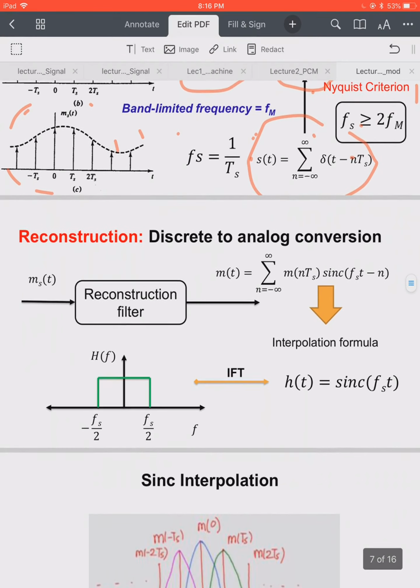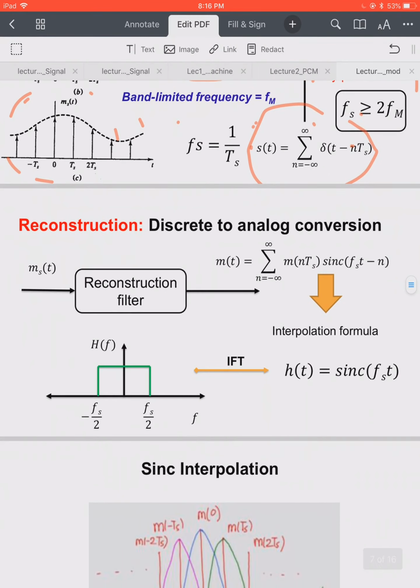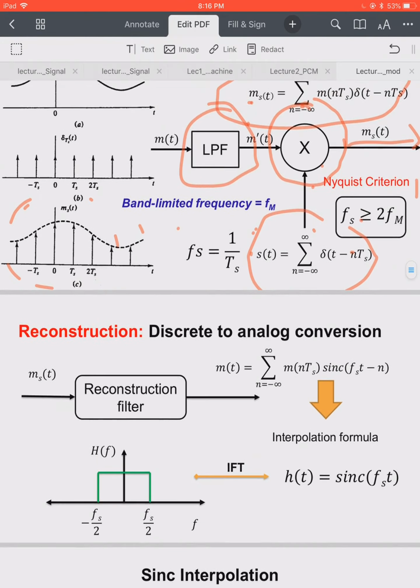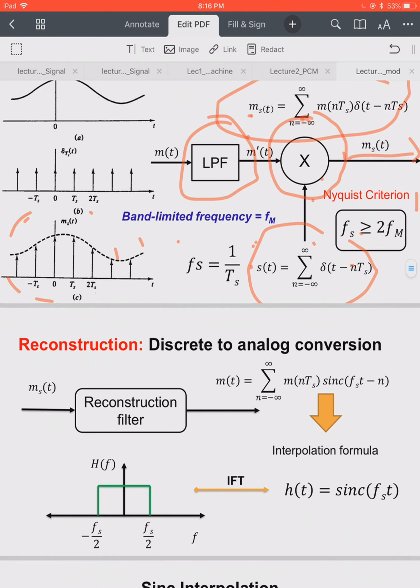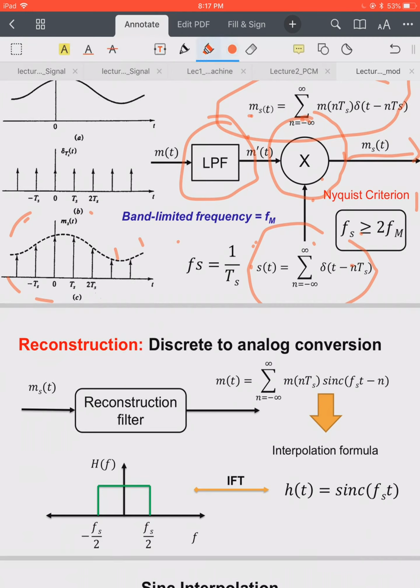Another aspect is that you already know, but since we are discussing this thing, I would like to cover it. This is reconstruction. By the sampling process, ideal impulse sampling, we can get the sampled data from the analog signal. Now suppose I want to reconstruct my original m(t) back from the sampled signal. Then I have to use a reconstruction filter. That is basically a low pass filter.